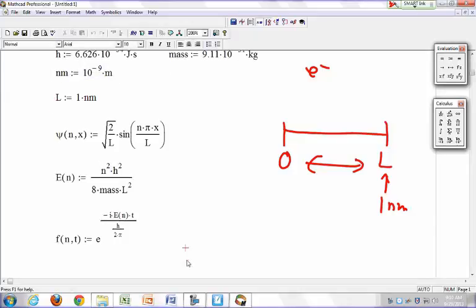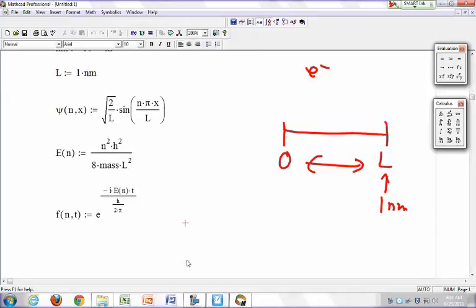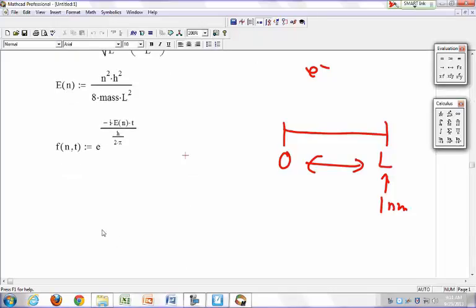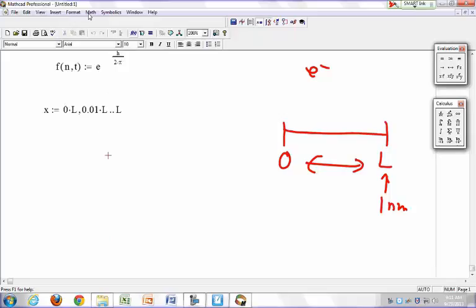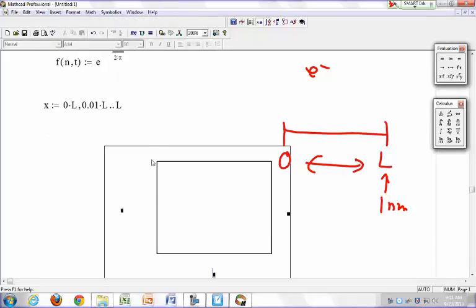So that's what the solutions are for the particle in the box. So if I were to plot from x equals 0 times L all the way to L, I'm going to put 100 points in my graph. So 0.01, that's 1% of L would be the next point. And then semicolon allows me to specify the endpoint next. So I'm going to plot from x equals 0 to L. Insert graph, xy plot.